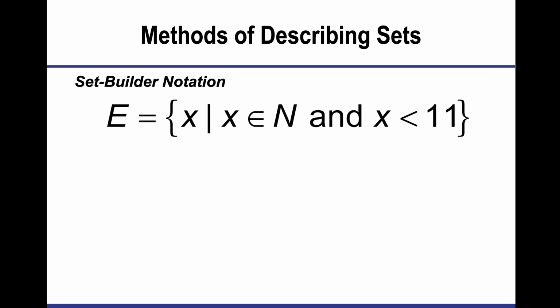If I wanted to use set builder notation, I would say that set E is all x such that, where the bar means "such that", x is an element of the natural numbers and x is less than 11. So I'm looking at natural numbers that are less than 11: 1, 2, 3, 4, 5, 6, 7, 8, 9, 10.